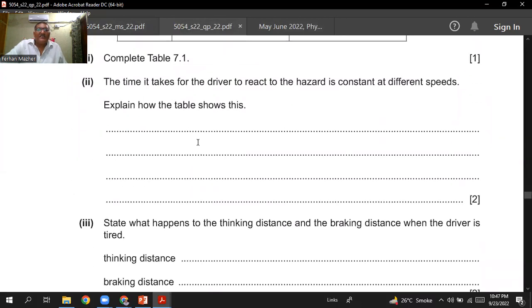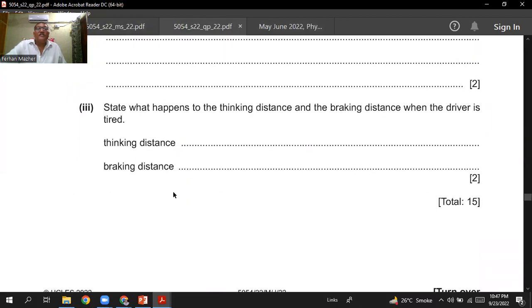Then the question is, state what happens to the thinking distance and the braking distance when the driver is tired. When the driver is tired, his reaction time becomes larger. So the thinking distance will also become larger. And the braking distance has nothing to do with the reaction time. It does not depend upon the driver. The braking distance depends upon the braking system, the friction between the tire and the road, and the condition of the tire. So the braking distance will not change, but the thinking distance will become larger.